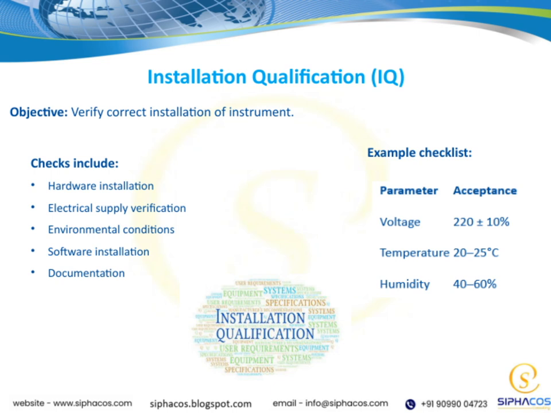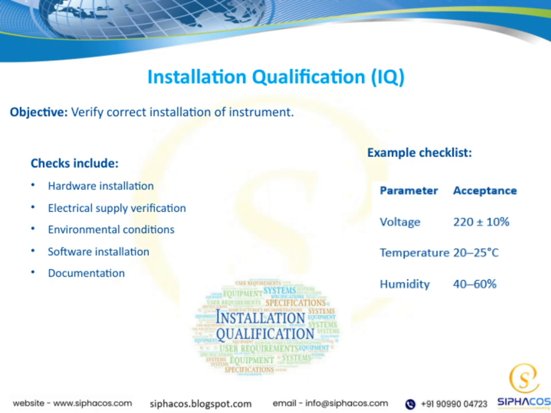The first is hardware installation, where we verify that all components are correctly assembled and securely in place. Next, we look at electrical supply verification, ensuring that the power connections are appropriate and stable to prevent any issues during operation. Environmental conditions are also critical. They need to be within specified ranges to ensure accurate and reliable instrument performance. Then, we move on to software installation, confirming that the software is correctly installed, updated, and functioning as intended.